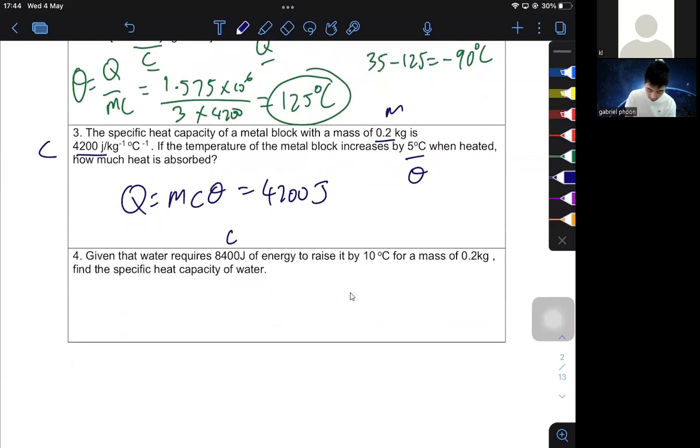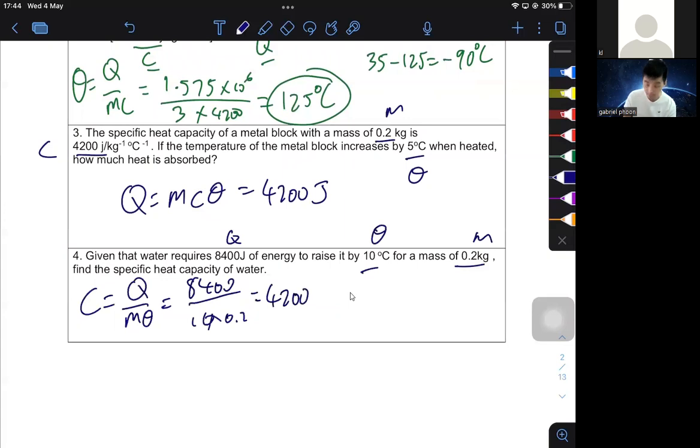Same thing here as well. This would have been Q. This would have been raised by 10 degrees Celsius, so it's theta. Then this would have been M. The specific heat capacity will be Q over M theta here, right? Which is going to be 8,400 divided by 10 multiplied by 0.2, which at the end of the day will still give you 4,200, but the units will be different, guys. You're supposed to see that there's a change in the units, and thus it is going to be per kg per degrees Celsius here, right?